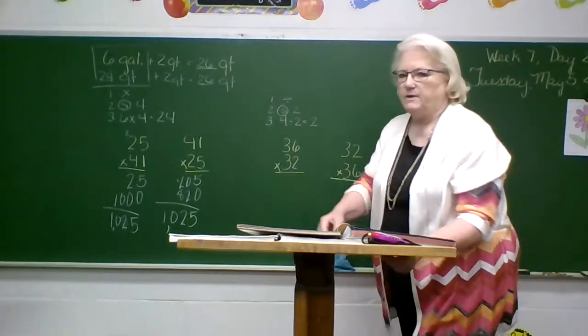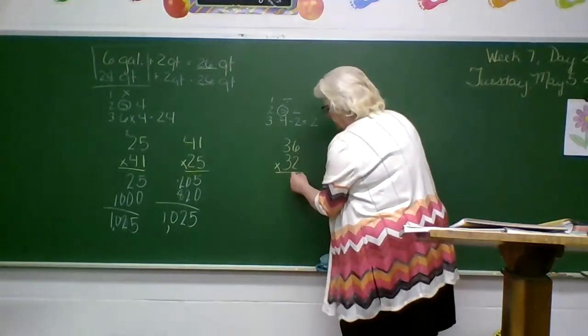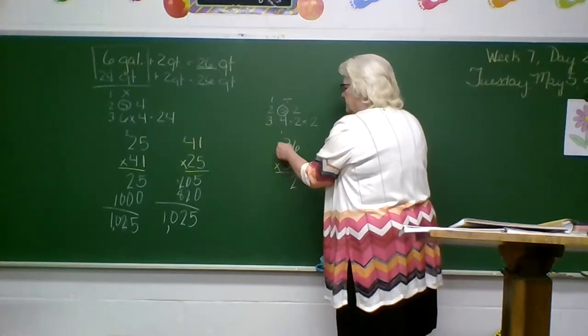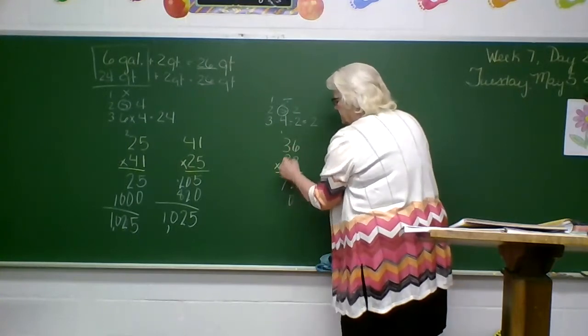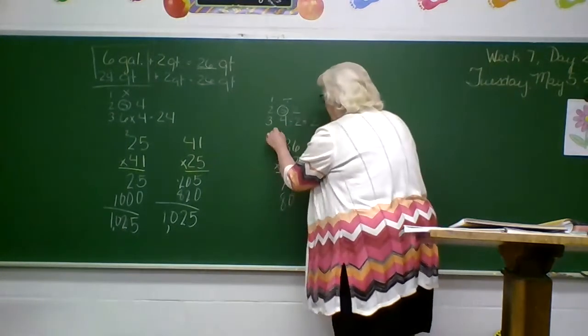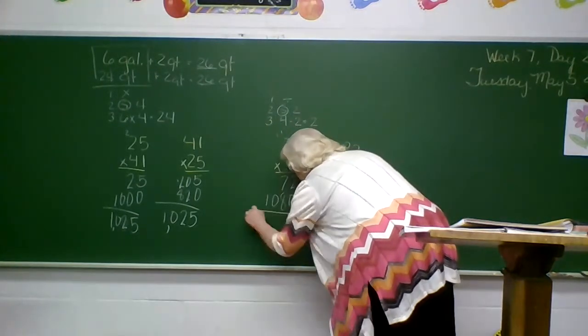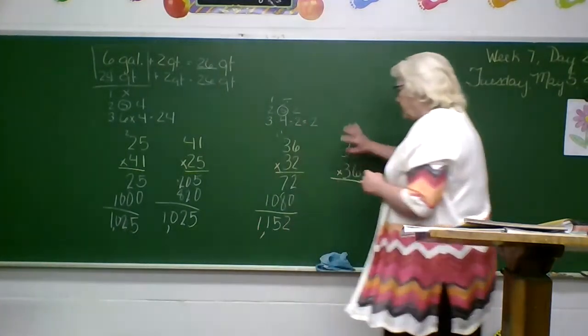All right, let's work this one here, behind my stand here. 2 times 6, 12. Put down 2, carry 1. 2 times 3 is 6, plus 1, 7. Put a 0 in the ones place. 3 times 6, 18. Put down 8, carry 1. 3 times 3 is 9. Plus 1 is 10. 2, 15, 1, 1. Okay, to check it, I turn it around.